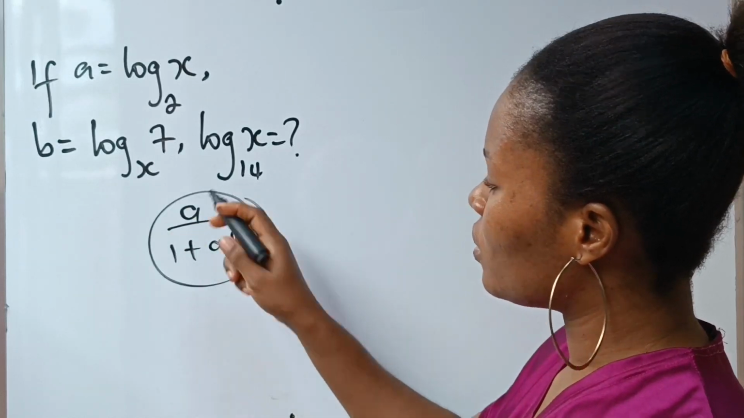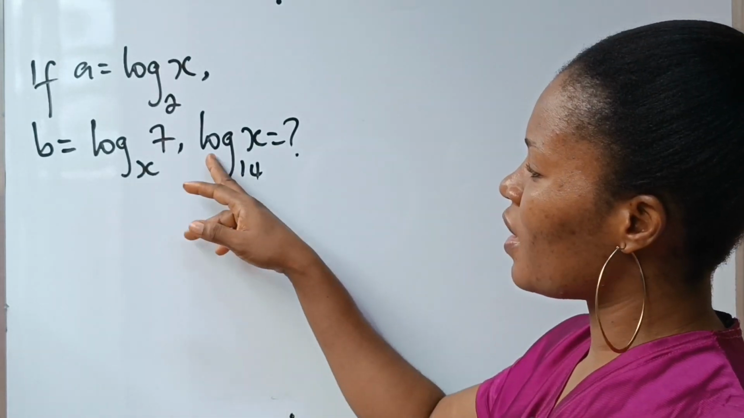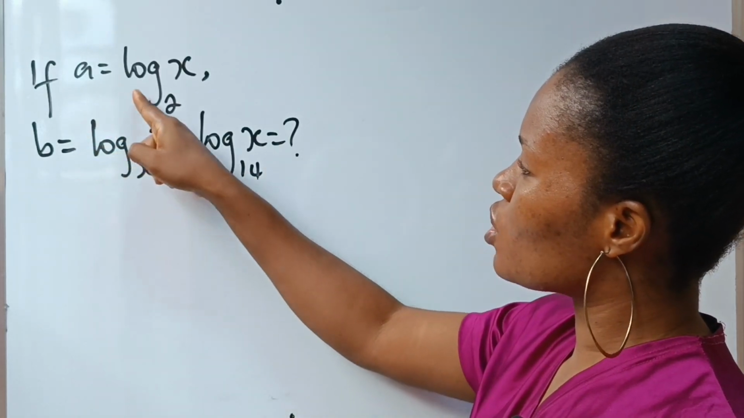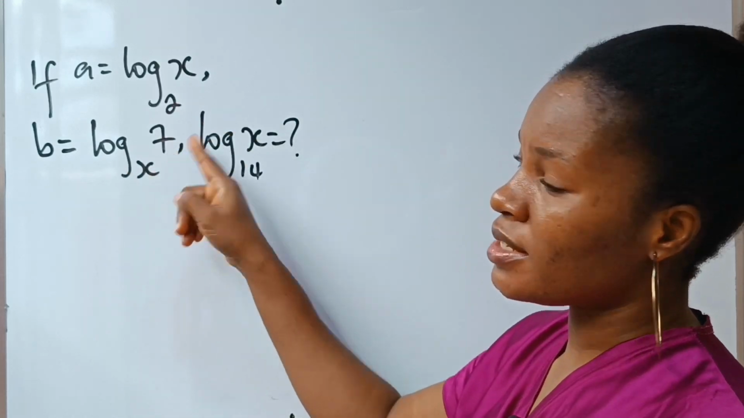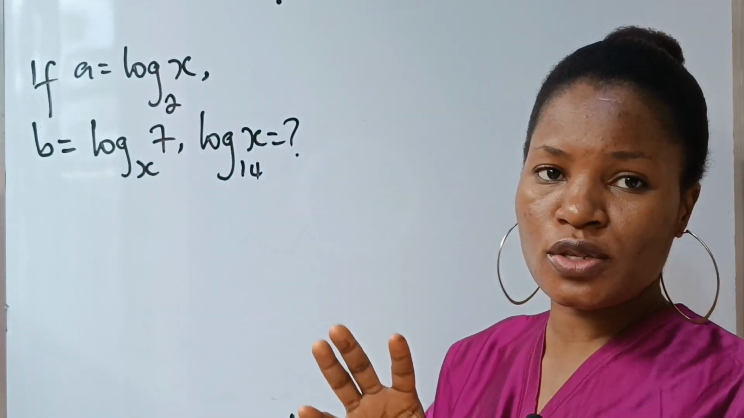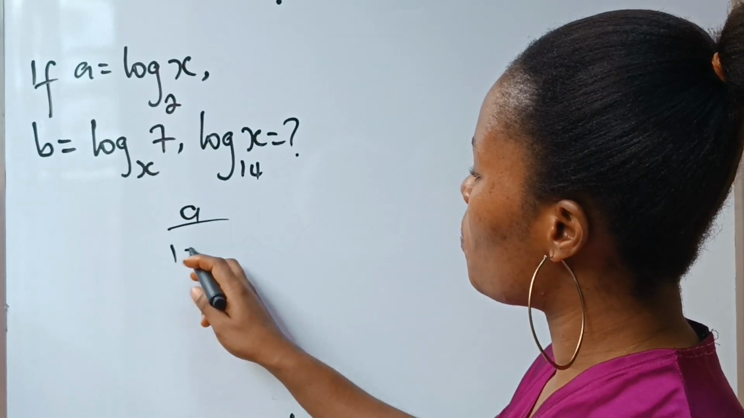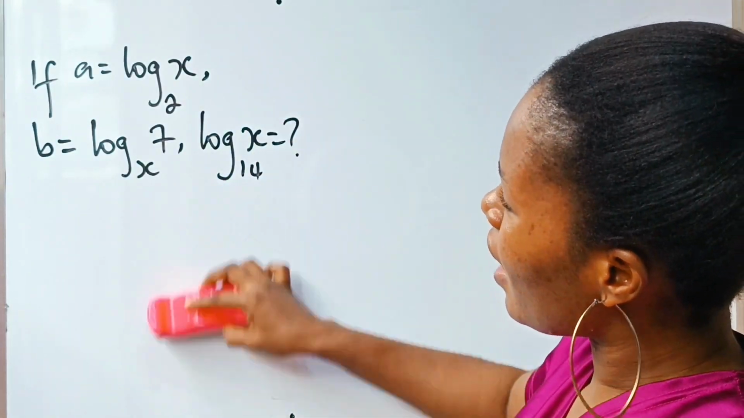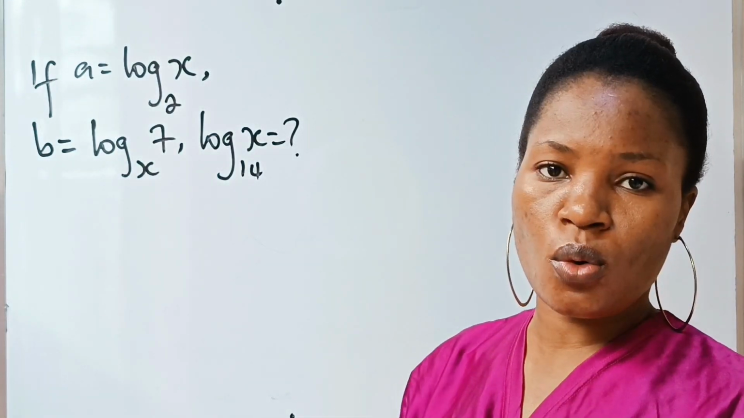This is the solution. You can pause the video and see if you will get this. Let's solve for the value of log to base 14 of x, if a is equal to log to base 2 of x and b is equal to log base x of 7. Now, so many options are given, but the correct option is a over 1 plus ab. Meanwhile, the conditions that we are given is that x is greater than 0, but x is not equal to 1.